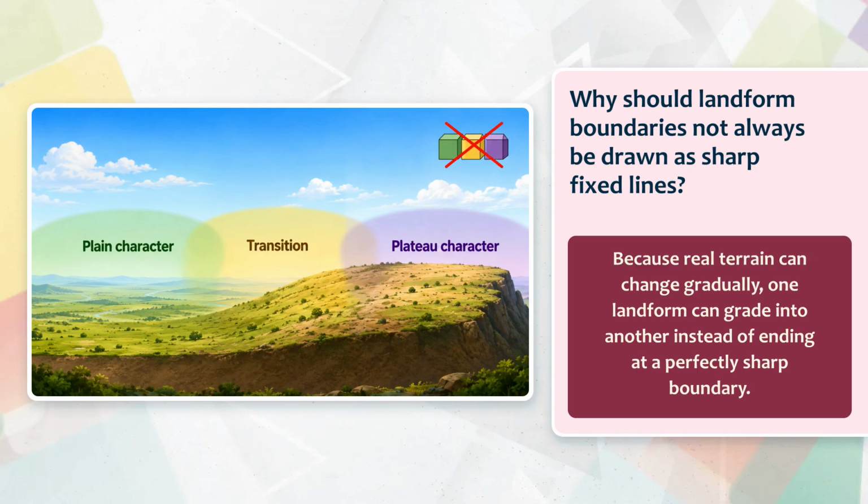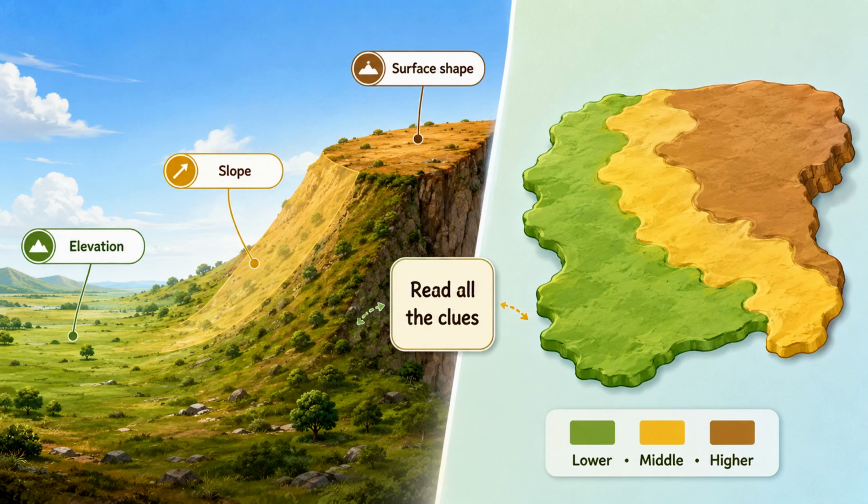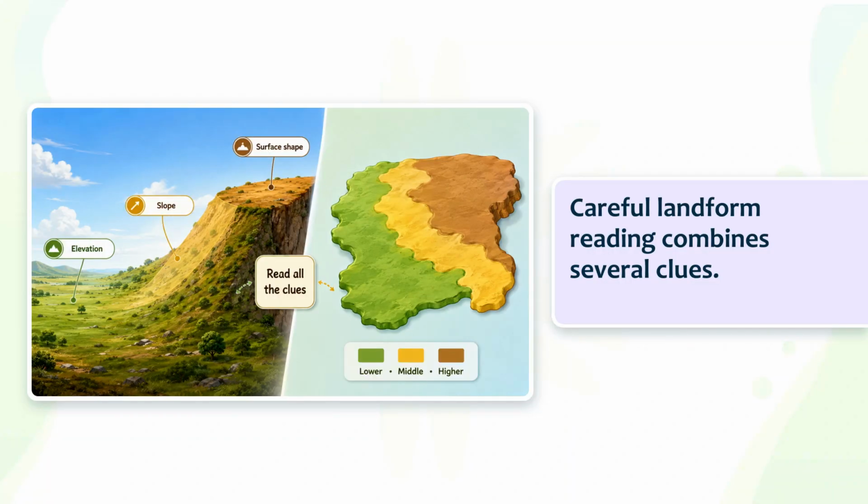Next, we will bring all the clues together to read one new landscape and map evidence set. Read the terrain with elevation, slope, and surface shape, then add the relief pattern from the physical map legend. Combine the evidence and allow for gradual transitions. Bring the clues together one last time. Careful landform reading combines several clues. Use the landscape and map evidence as one connected description.